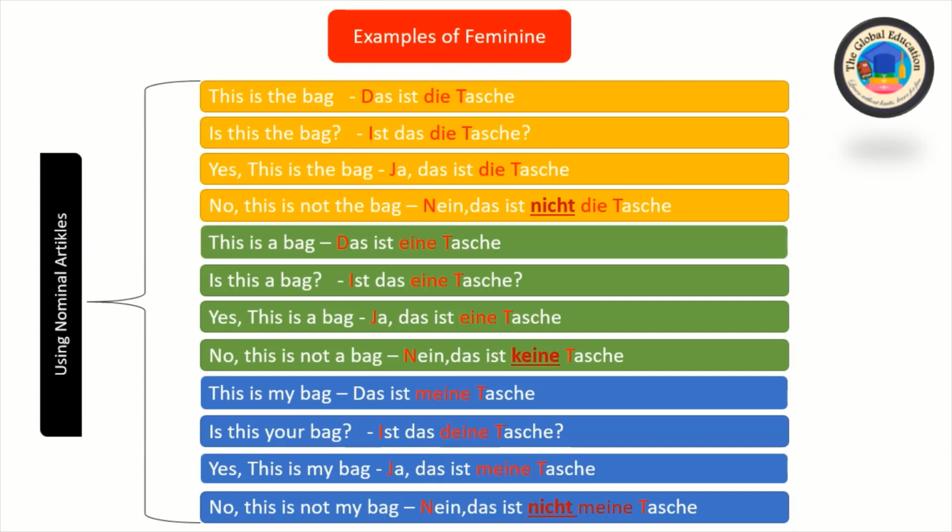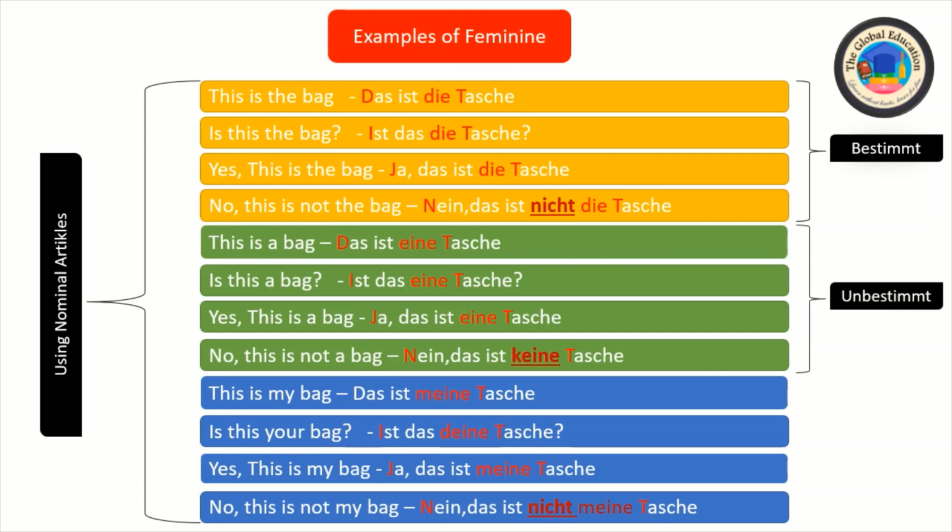So this is the example for the nominative article. Here, first for the bestimmt we use the, second for the unbestimmt we use a, and last for the possessive we use mein, deine, and so on.